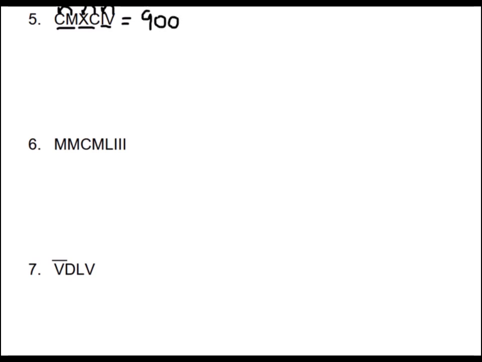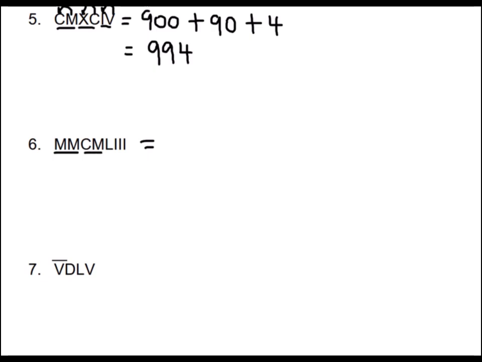900 plus XC, that's 90, plus IV, which is 4. So that is going to give us 994. Can you see that? Very simple.